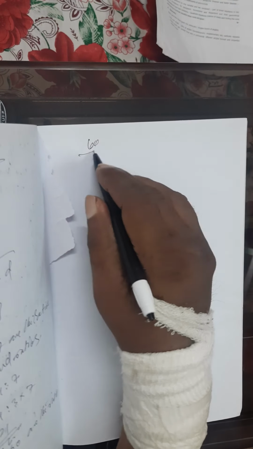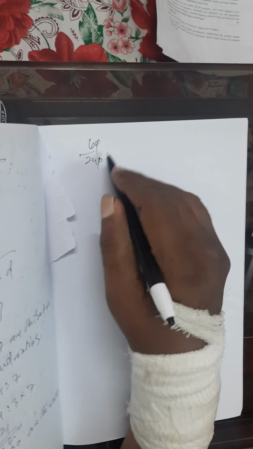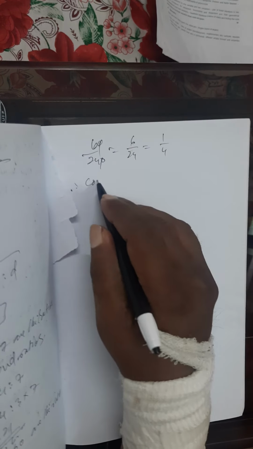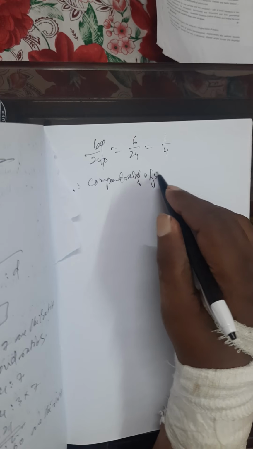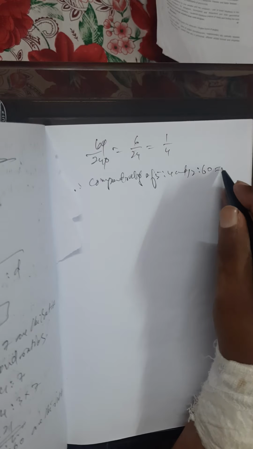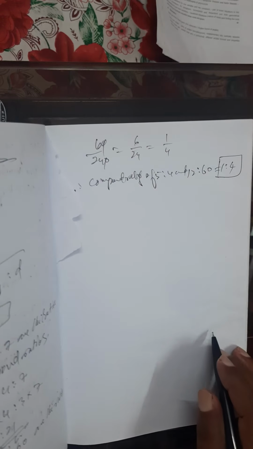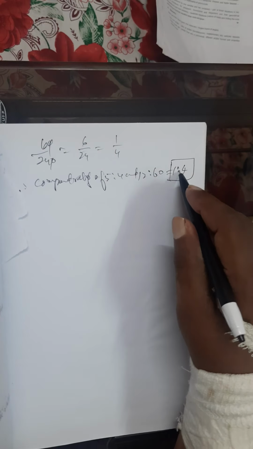Now it is not in the simplest form. We have to make it simple. That means 60 by 240, the zeros are gone. So this is 6 by 24. Again it goes with 6: 1s are 6, 4s are 24. So therefore the compound ratio of 5:4 and 12:60 is nothing but 1:4. So this is your answer. Here 1:4 is your answer.